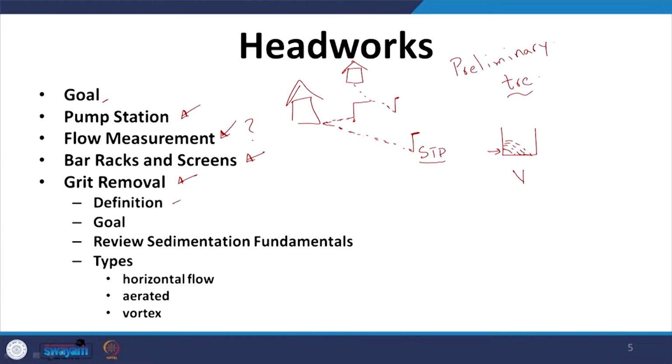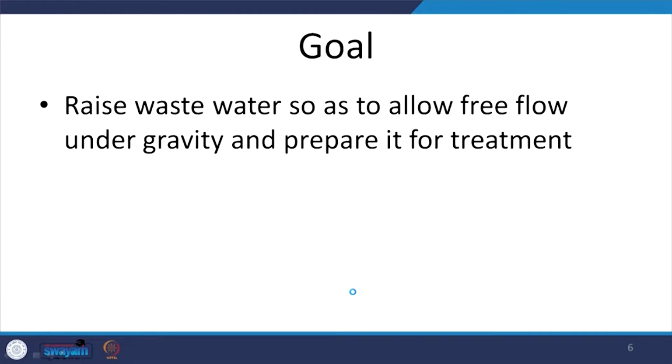And then grit removal, which we discussed. What is grit? What are we trying to do? And then some sedimentation fundamentals, because grit removal can be done with the aid of gravity. Let us get this started now. So, the goal of this headworks and preliminary treatment.